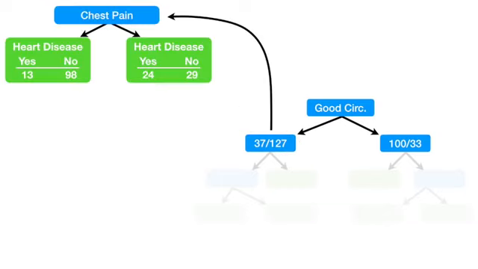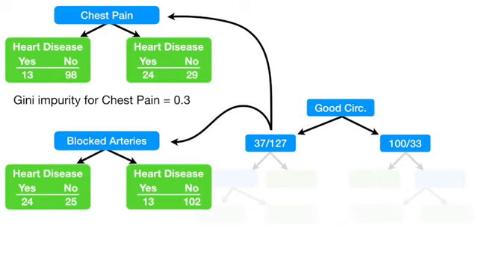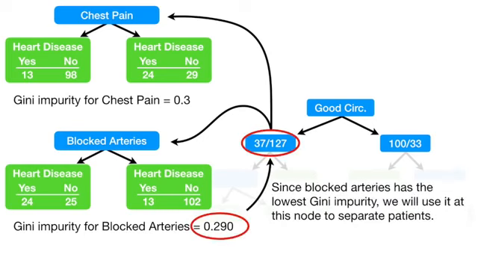Just like we did before, we separate these patients based on chest pain and then calculate the Gini impurity value. In this case, it's 0.3. And then we do the exact same thing for blocked arteries. Since blocked arteries has the lowest Gini impurity, we will use it at this node to separate patients.